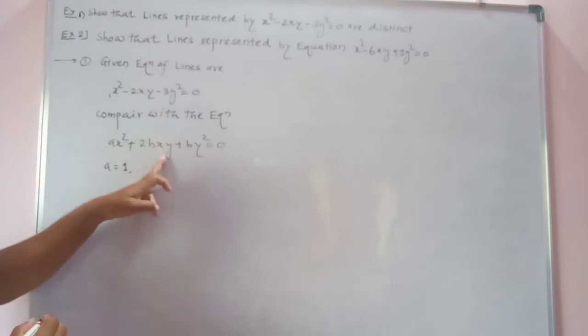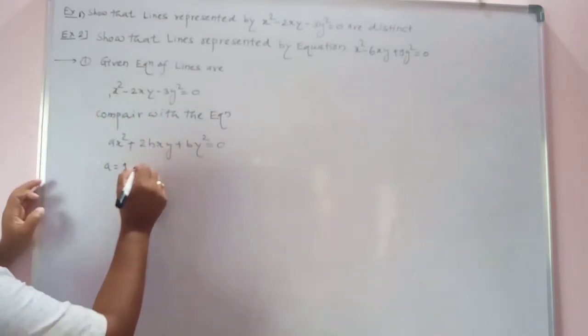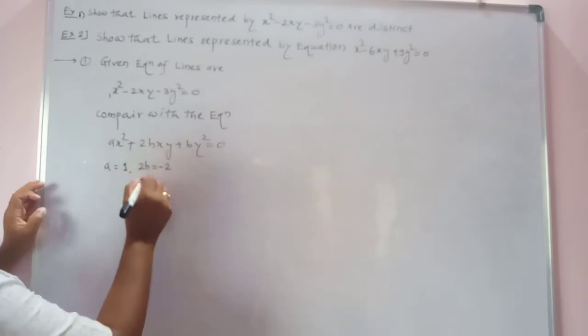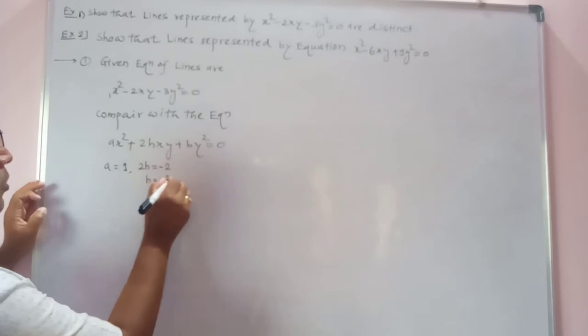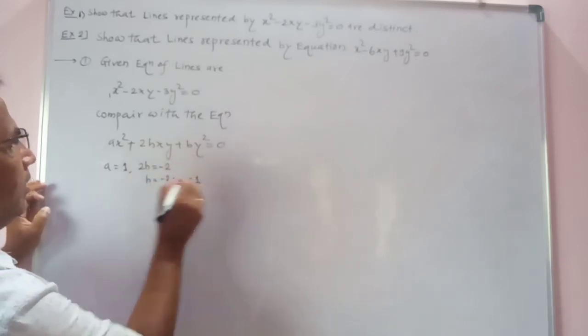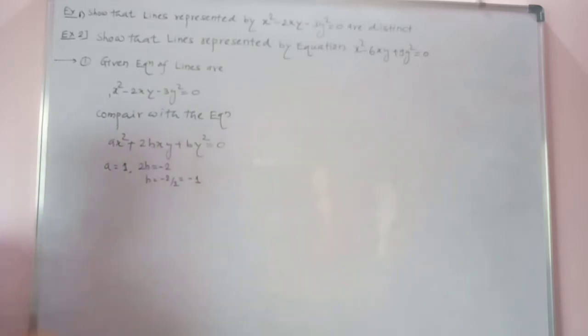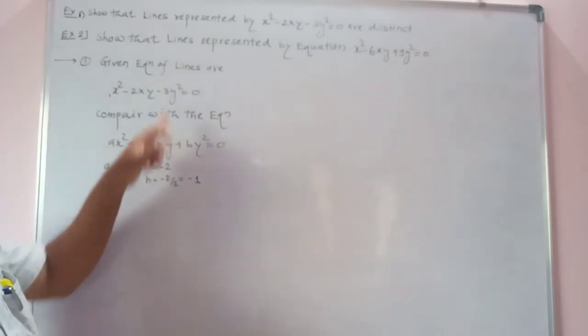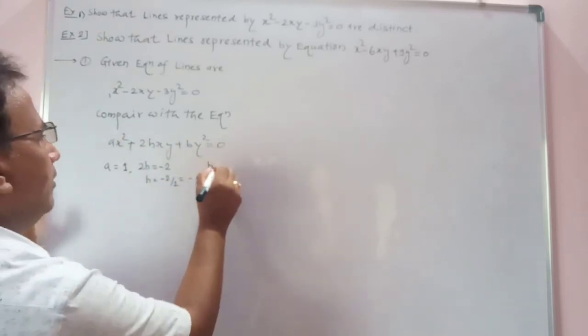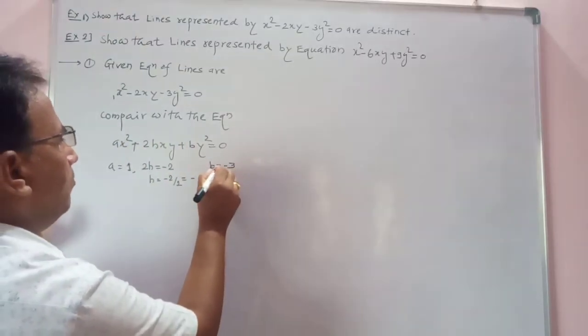xy is the similar term. 2h equal to minus 2. Therefore, h equal to minus 2 divided by 2, so h equal to minus 1. Y square is the similar term, and the value of b equal to minus 3.